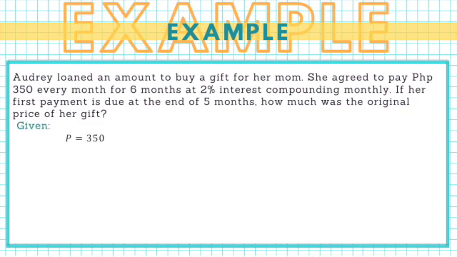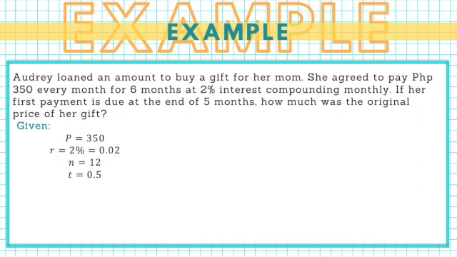Okay, so again, we start with the given values. We have our periodic payment as 350 pesos. Our rate is 2%. It compounds monthly, so we have N as 12. But since she's only going to pay for 6 months and our time is supposed to be in years, we convert 6 months to years by dividing 6 by 12. So 6 divided by 12 is equal to 0.5.